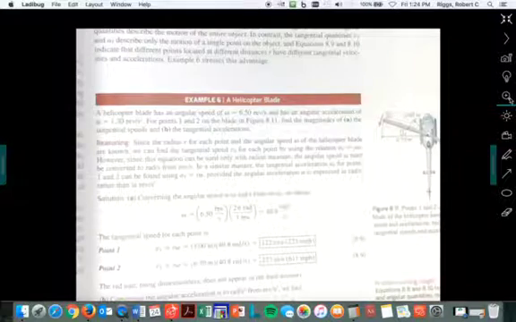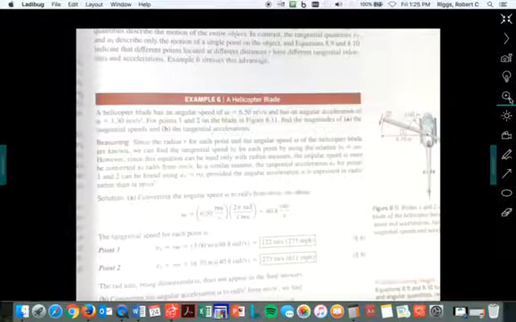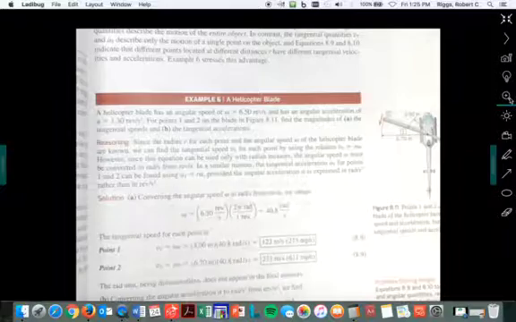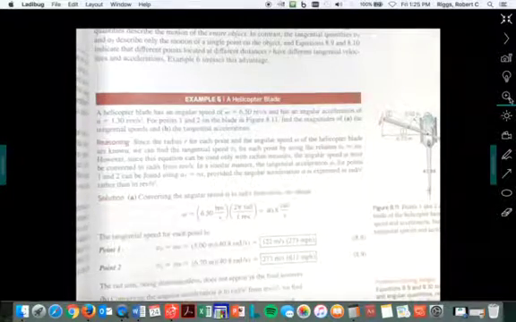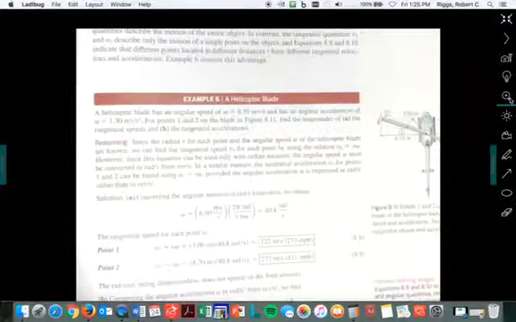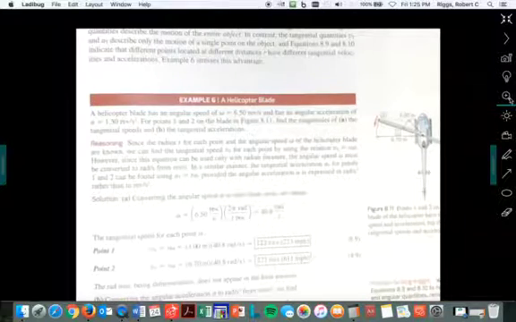A helicopter blade has an angular speed of 6.5 revolutions per second. It's not radians per second, but we can change that to radians per second if we want. And it has an angular acceleration of 1.3 revolutions per second squared. It left it in the same units, revolutions instead of radians, so that's fine. Find the magnitude of the tangential speed and the tangential acceleration.